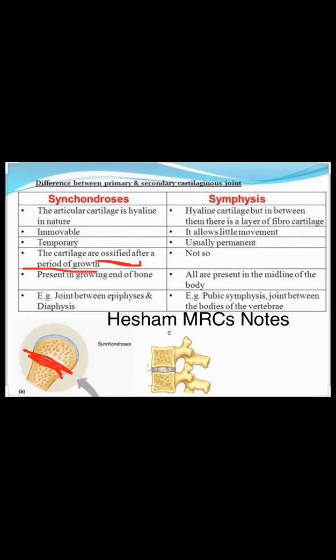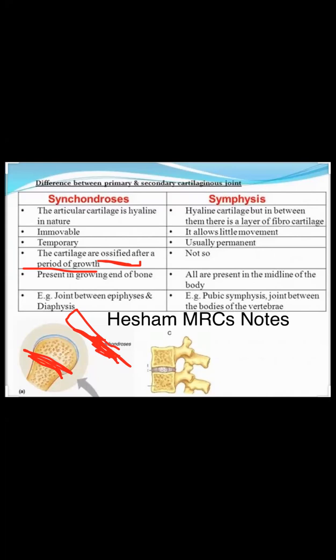Okay, like this. And also to remember it more, this is like the costal cartilage of the ribs. So the synchondrosis or the primary cartilaginous joint, where the articular cartilage is hyaline in nature and ossified after a period of growth, is like the plate between the epiphysis and the diaphysis and the costochondral cartilage of the ribs.